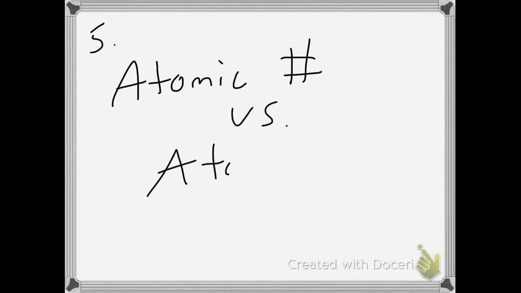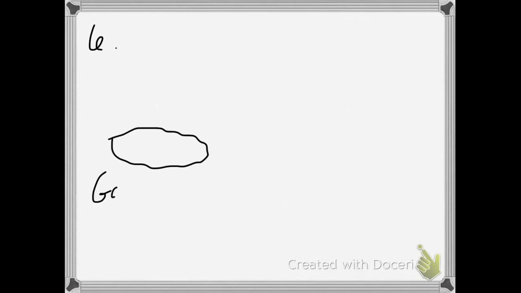What is the difference between the atomic number and the atomic mass number of elements? So of course the atomic number is the number of protons in the nucleus, and the atomic mass number is the number of protons and neutrons in the nucleus.